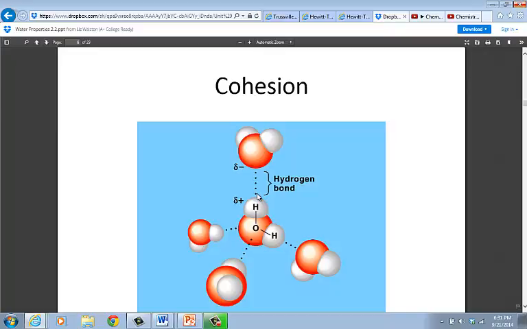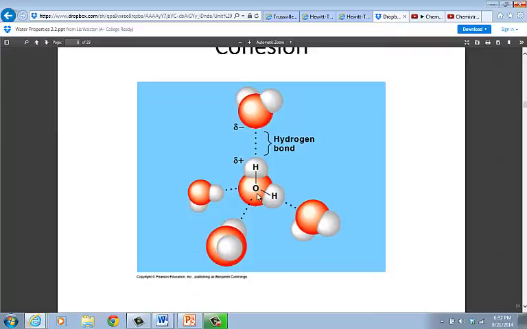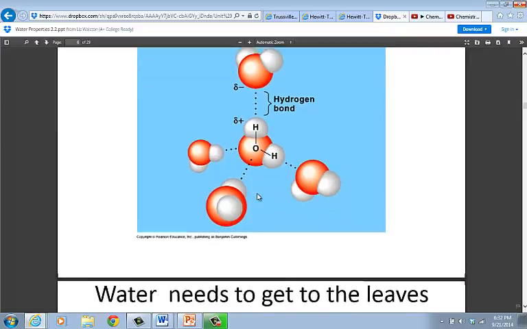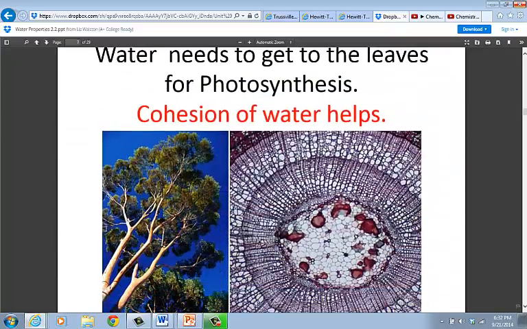One of these concepts in this case is cohesion. It depends on the principle of cohesion. Sometimes cohesion doesn't work on its own, but water needs to get to the leaves for photosynthesis. So the cohesion of the water definitely helps.